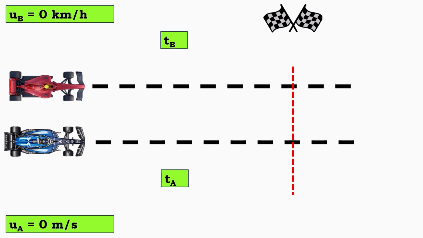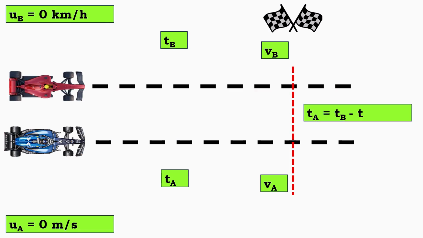Similarly, let the final velocities of the two cars at the finish line be v sub A and v sub B. The problem also tells us that car A finishes the race earlier. In fact, it takes a time t less than car B. Therefore, t sub A equals t sub B minus t. We are also told that car A crosses the finish line with a speed v greater than that of car B. Therefore, v sub A equals v sub B plus v. Finally, the accelerations of car A and car B are given as a1 and a2 respectively.